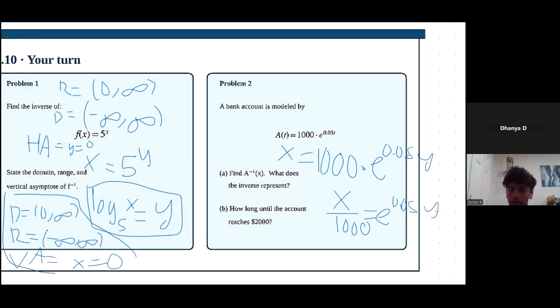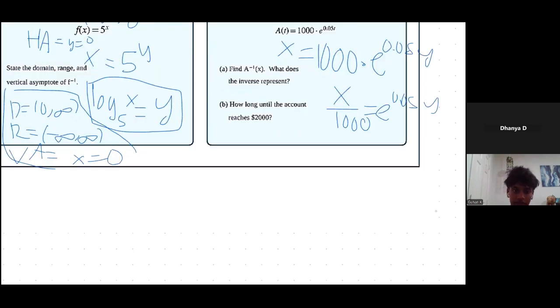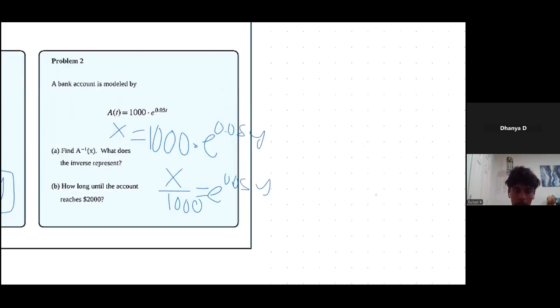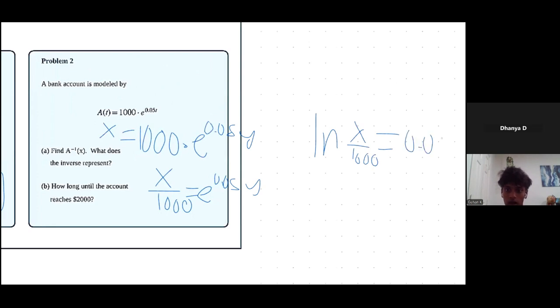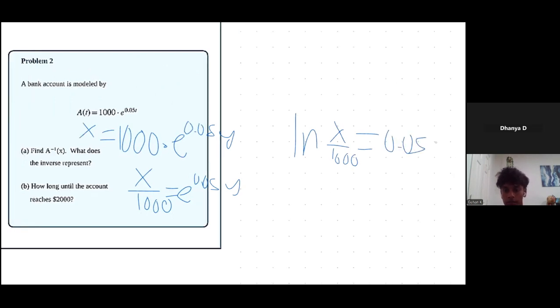To solve for y, now we take the log, the natural log since it's e. ln of x over 1,000 equals 0.05y. And finally, we multiply by 20 to make this just one. So 20 ln of x over 1,000 is our answer for the inverse function.